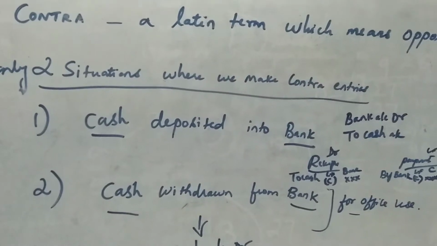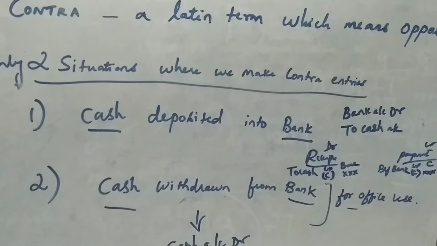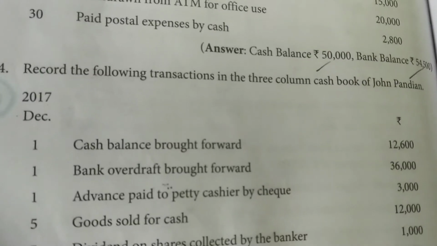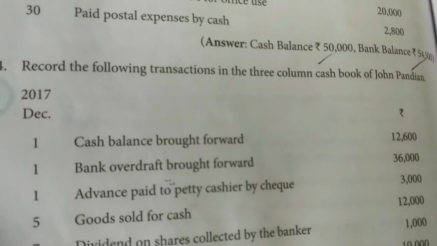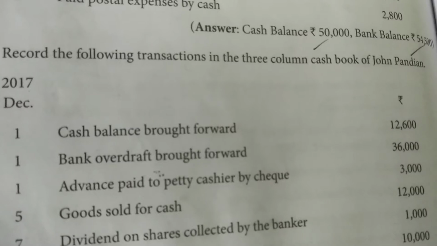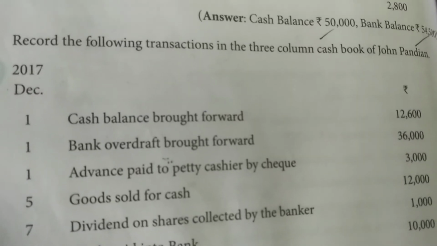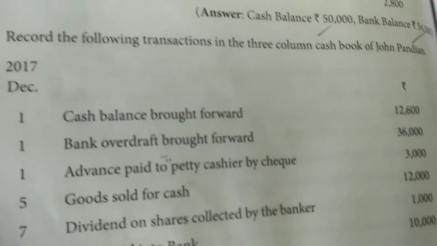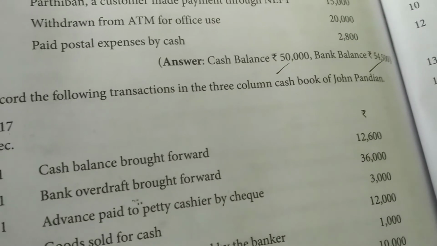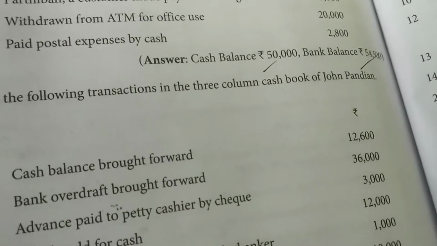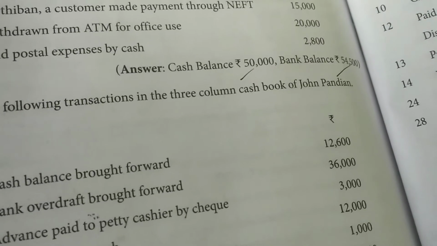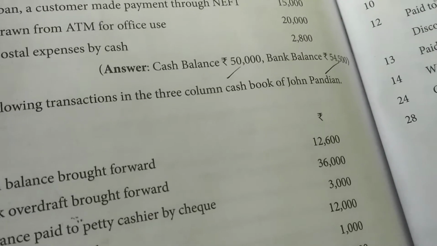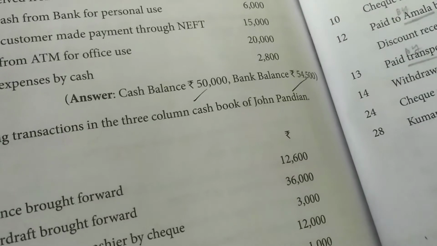Now let us move on to an exercise problem. So your exercise problem number 6. Record the following transactions in the 3-column cash book of John Pandian. So 2017 December, 1st of December, cash balance brought forward. So as I told you, 3-column cash book, you will be having discount allowed, cash, bank on the receipt side, discount received, cash and bank on the payment side.